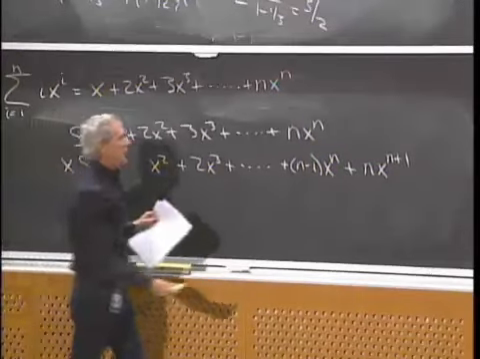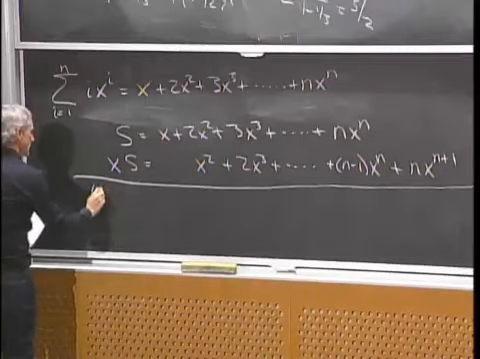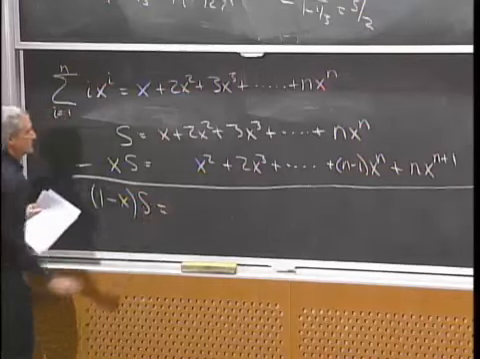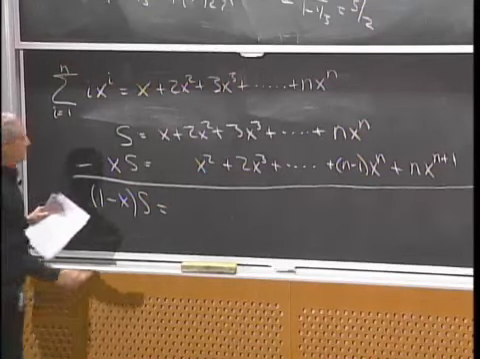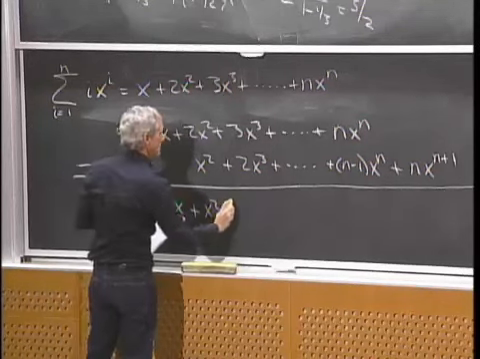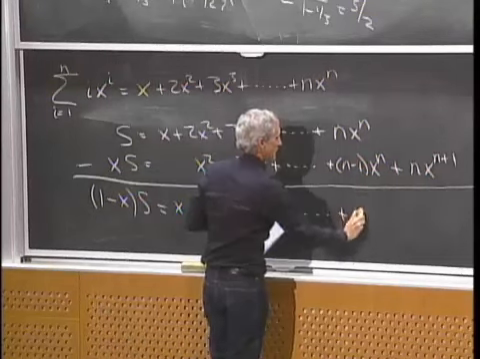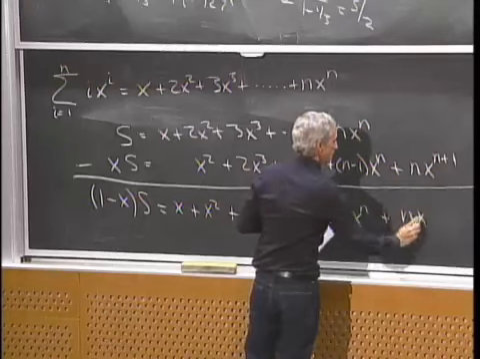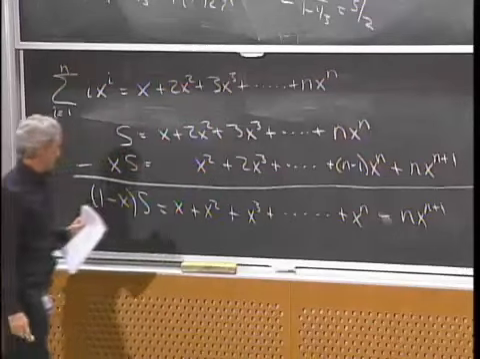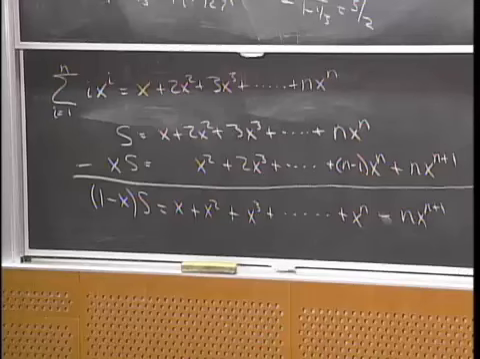And then I subtract to try to get all the cancellation. So when I do that, I get 1 minus x times s. Oh, I didn't quite cancel everything. x plus x squared plus x cubed plus up to x to the n, minus n x to the n plus 1. It didn't quite work. Anybody see a way that I can fix this up?